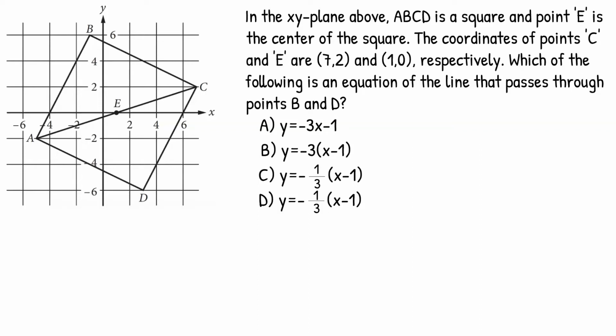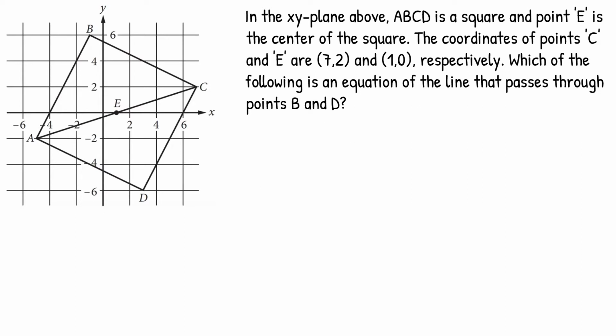In the xy plane above, ABCD is a square and point E is the center of the square. The coordinates of points C and E are (7, 2) and (1, 0) respectively. Which of the following is an equation of the line that passes through points B and D?